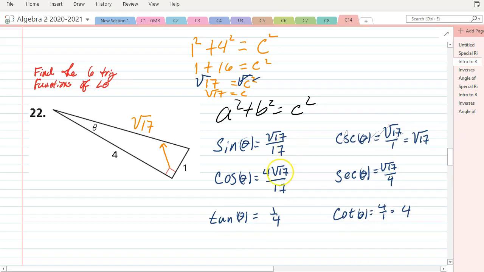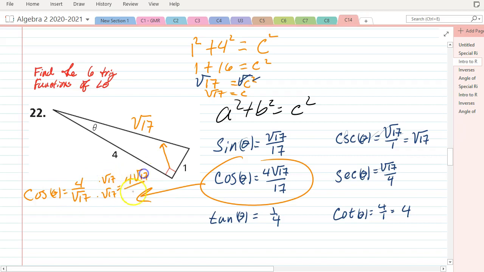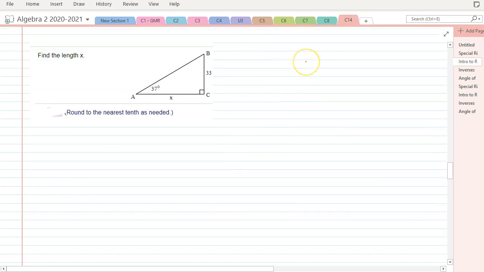Now, why do I have the roots on top and the 17s on the bottom? Remember rationalizing denominators. For example, this one, cosine theta was 4 over square root of 17, but I had to rationalize the denominator. That's how I got 4 root 17 over 17, because I had to multiply top and bottom by the radical of 17.